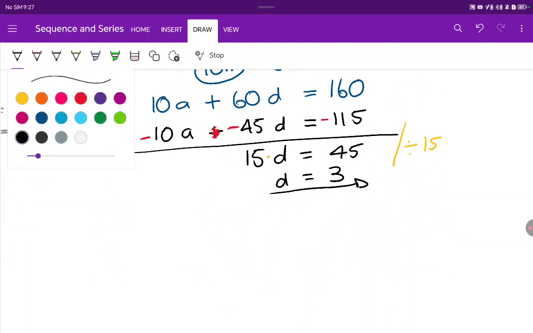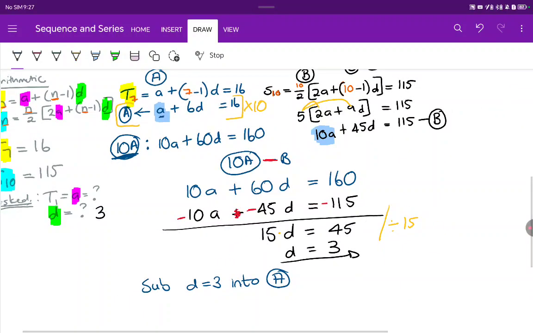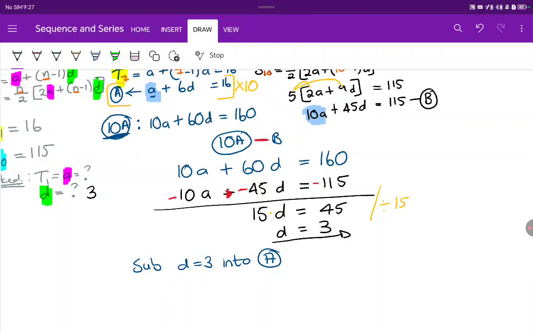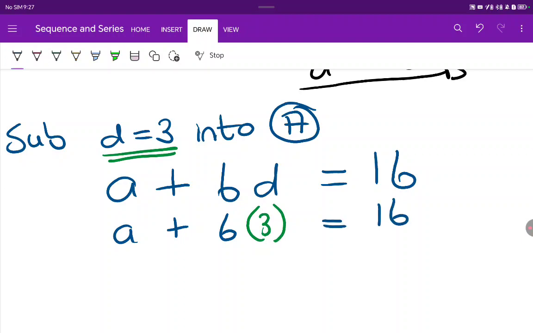So now we're going to say, okay, substitute D equals 3 into equation A, or 10A or B, whichever of the three you want. So A is A plus 6D equals 16. And if we substitute, we have A plus 6 times 3, because D is 3, is equal to 16. Multiply it out. A plus 18 equals 16.